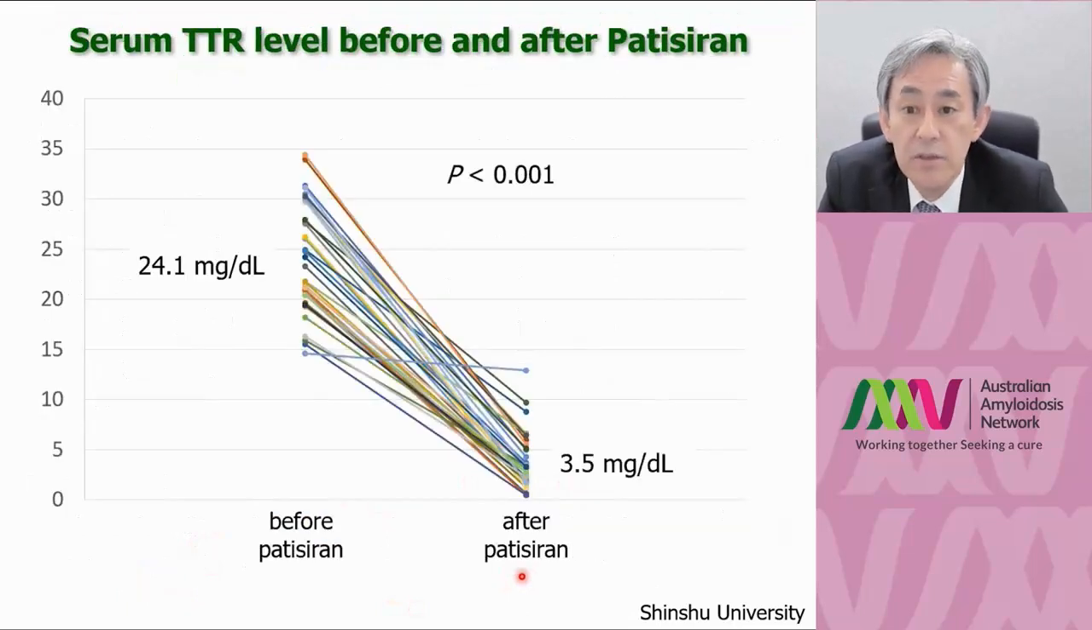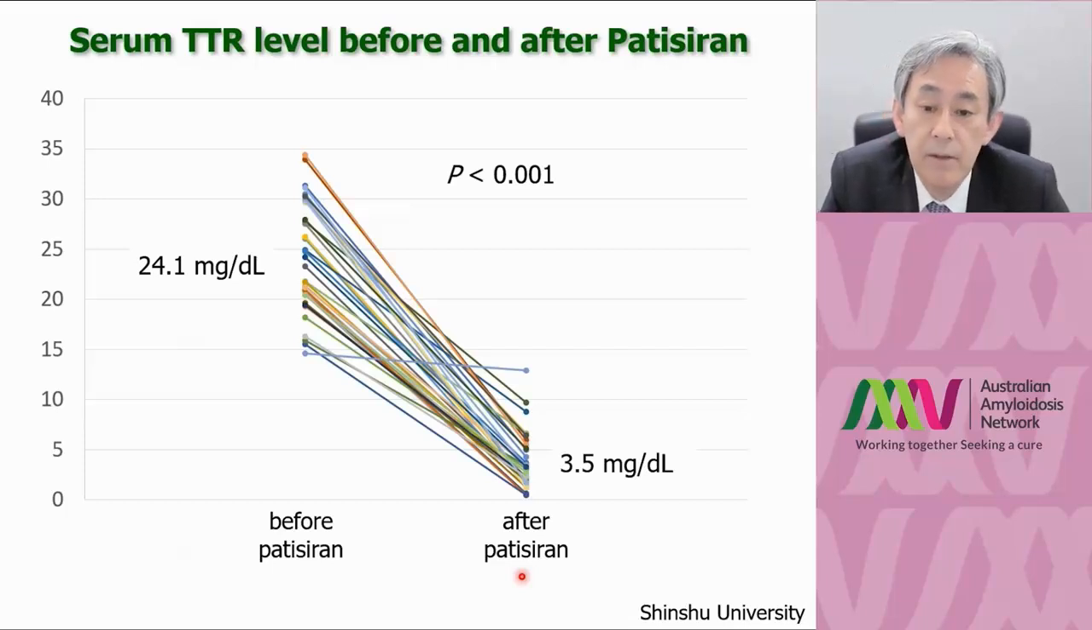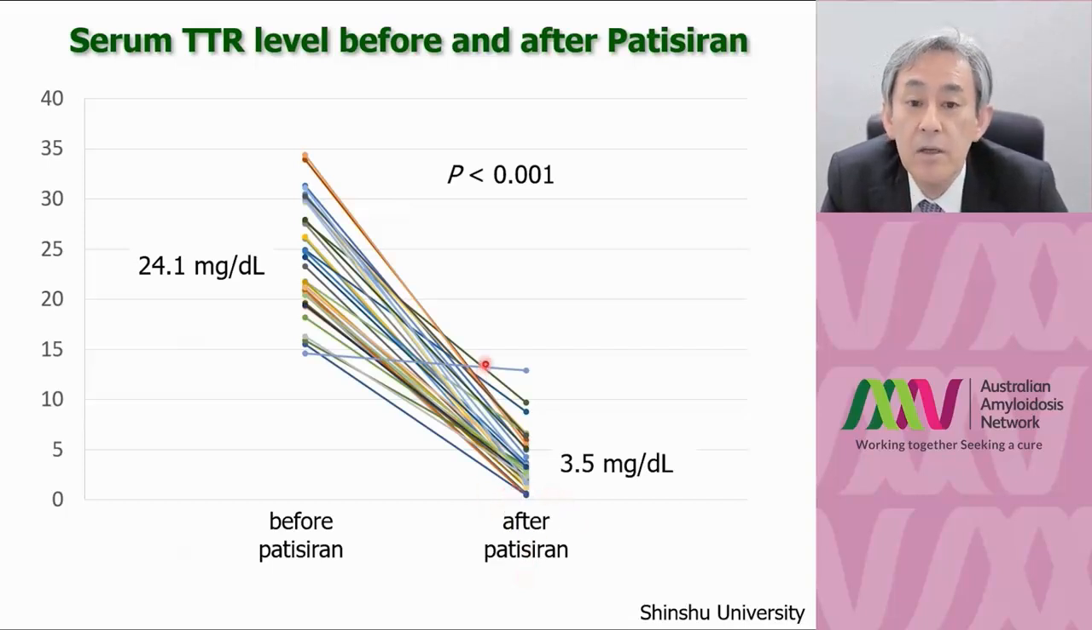This slide shows serum TTR level before and after patisiran treatment. As you can see, patisiran significantly reduced serum TTR concentration, approximately 85%.